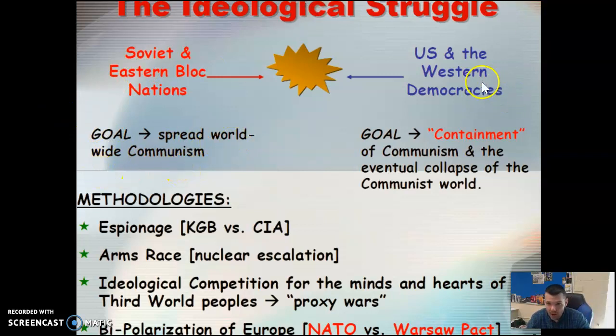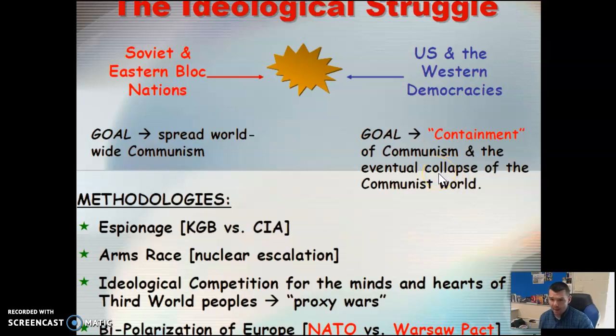And then obviously the U.S. This was the Western democracies, the U.S. and the Western democracies in Europe, so Great Britain, France, Ireland, all those Western European nations aligned with us as democracies. And our goal, vice versa, was going to be the idea of containment.